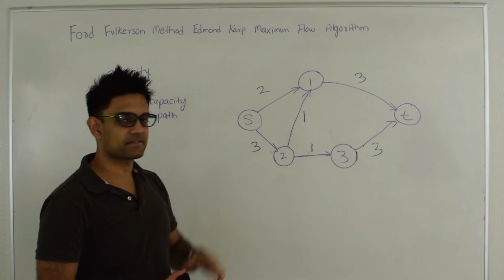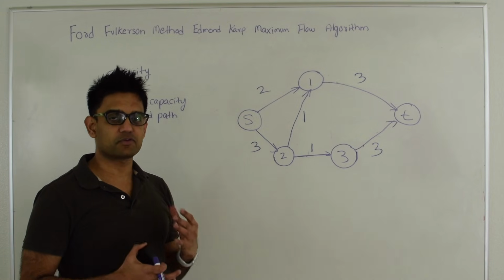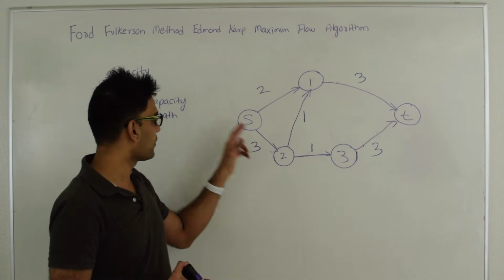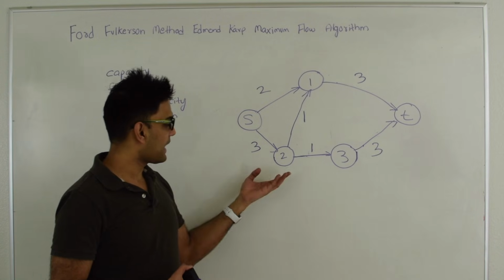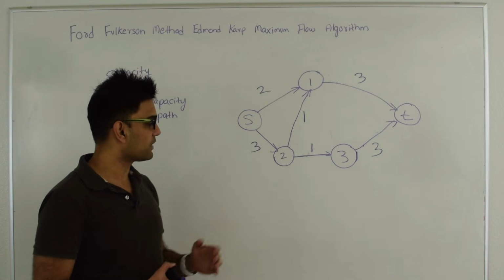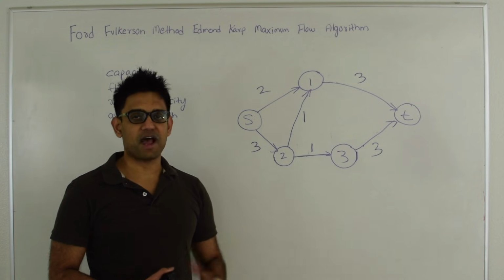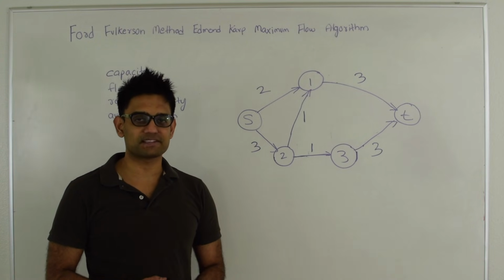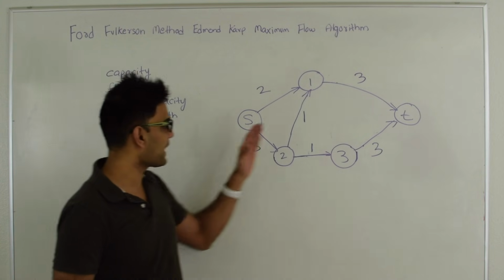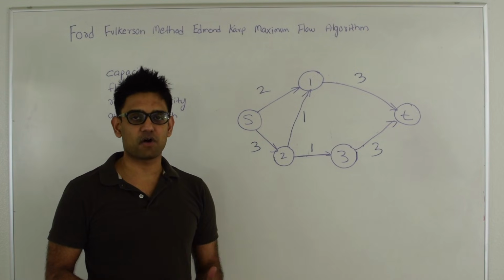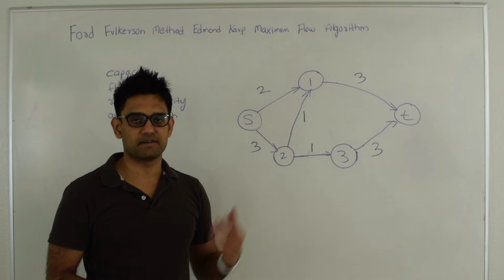Edge S1 has capacity 2, so we can move 2 units of item from S to 1, and edge 2-3 has capacity 1, so we can move 1 unit of item from 2 to 3. Given such a graph, you have to find out how many maximum units of item you can move from S to T, and that is called maximum flow for this network.